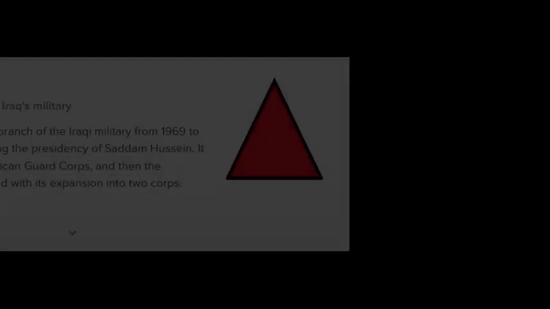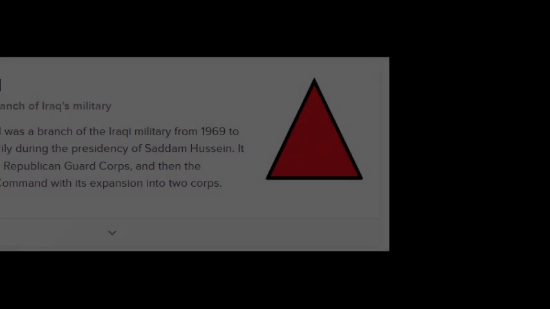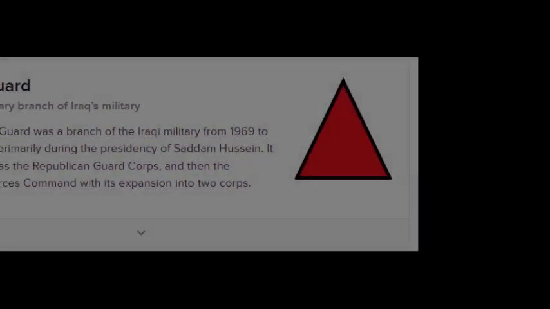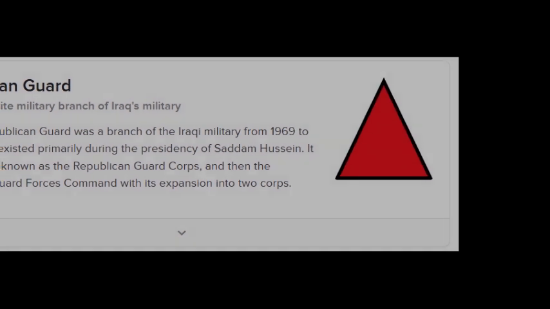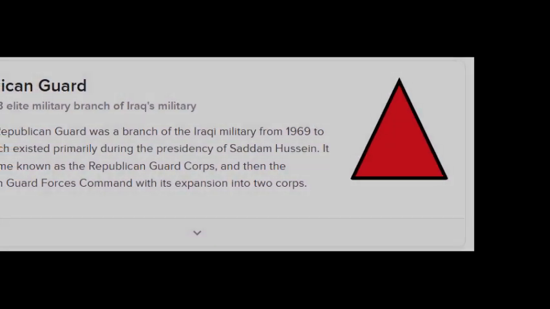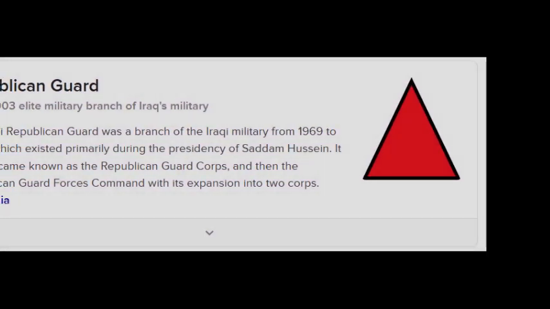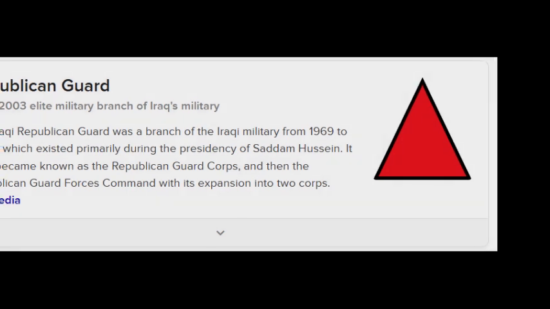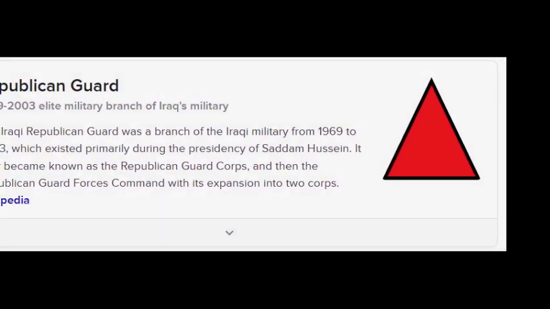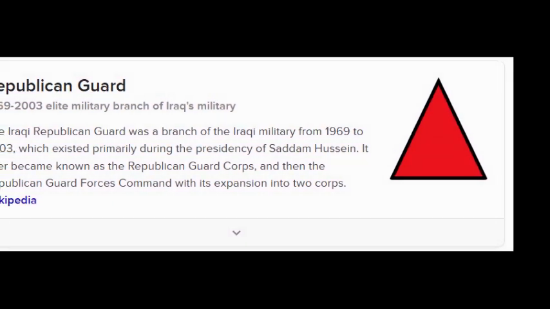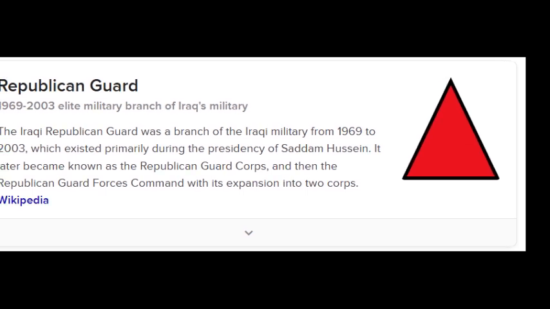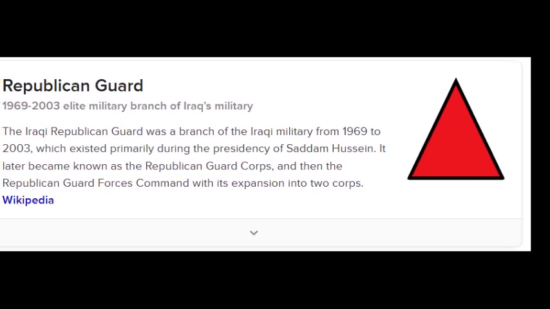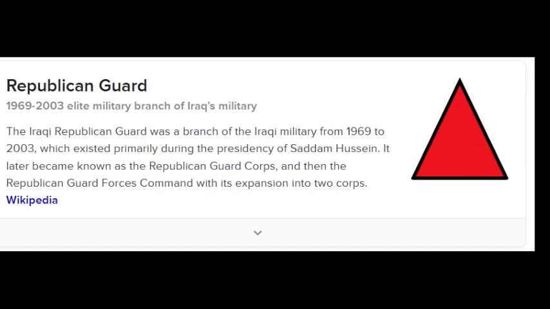Then we have the Republican Guard, 1969 to 2003, allegedly elite military branch of Iraq's military. This is Wikipedia, so, you know, forked tongue and all that. The Iraqi Republican Guard was a branch of the Iraqi military from 1969 to 2003, which existed primarily during the presidency of Saddam Hussein. It later became known as the Republican Guard Corps and the Republican Guard Forces Command, with its expansion into two corps.